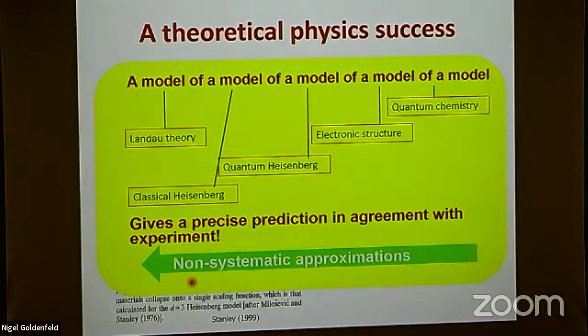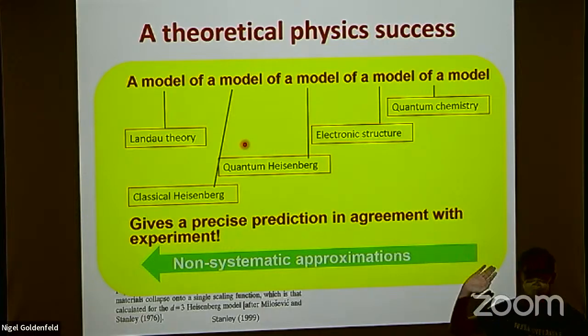Okay, why? We started off with quantum chemistry, and we went to electronic structure, quantum Ising or Heisenberg model, throw away quantum mechanics, classical Heisenberg model, then make a Taylor expansion of the thermodynamics. We get Landau theory. Each step here is completely unjustified. There is no small parameter that allows you to do this. Every expansion that you're doing here is a non-systematic approximation, which would make an applied mathematician tear their hair out. But yet, how is it possible that even though you make all these approximations, you're still able to get a precise prediction?